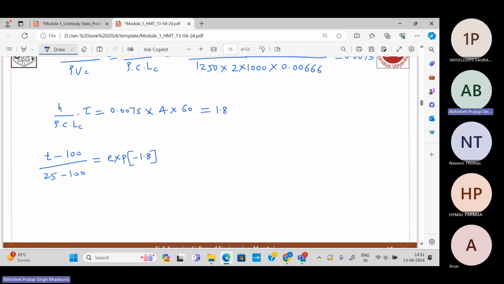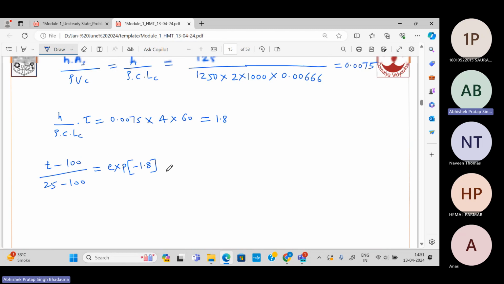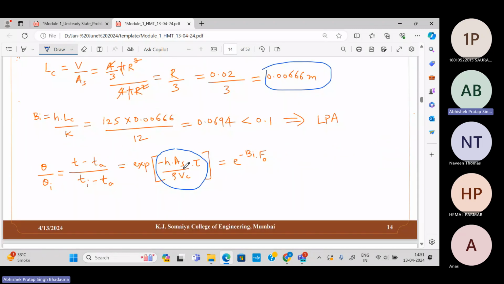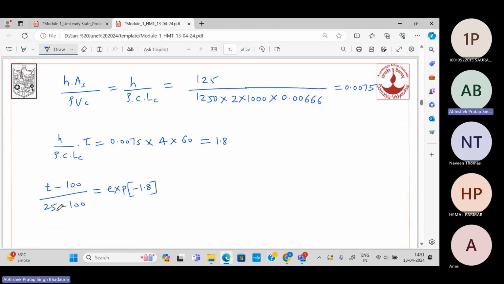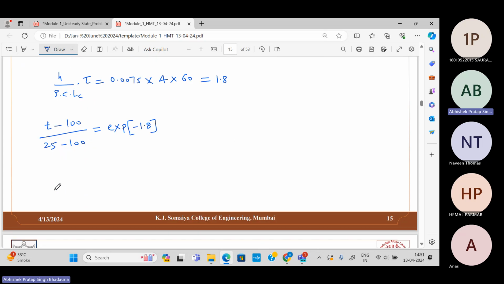Okay. We simplified this term completely and calculated it separately, so we have put the value 1.8 here. So now we have one equation and one unknown, that is T. Just solve it and we can find the value of T. So the calculated value of T is 87.6 degrees Celsius. Okay, so this is the answer.